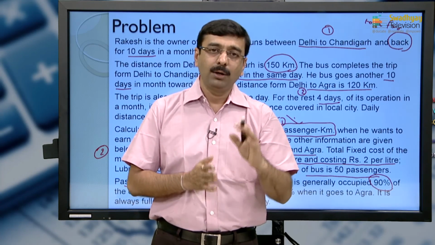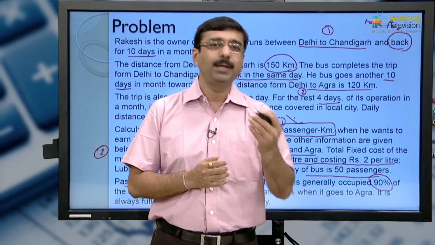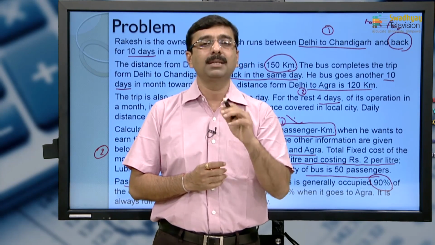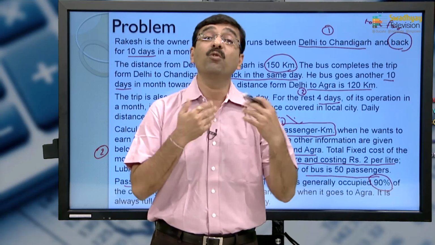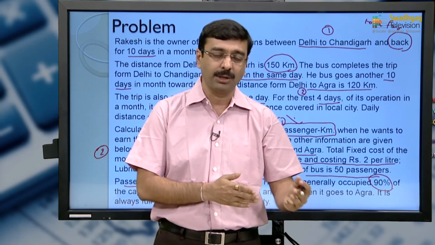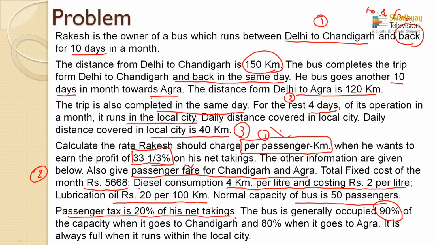It means that when it runs from Delhi to Agra, the company has only 80% of capacity occupied. The remaining seats are vacant. It is not occupied. That is what we understood on the basis of this question. And this is 80% when it runs from Delhi to Agra, all right.